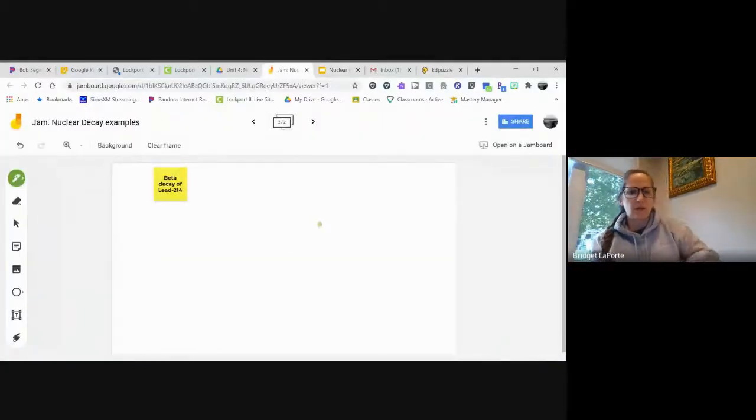All right, and let's take a look at an example of beta decay and what that's going to look like. So here we have lead, which is Pb, and its mass number is 214. All right, so we are looking to release a beta particle this time.